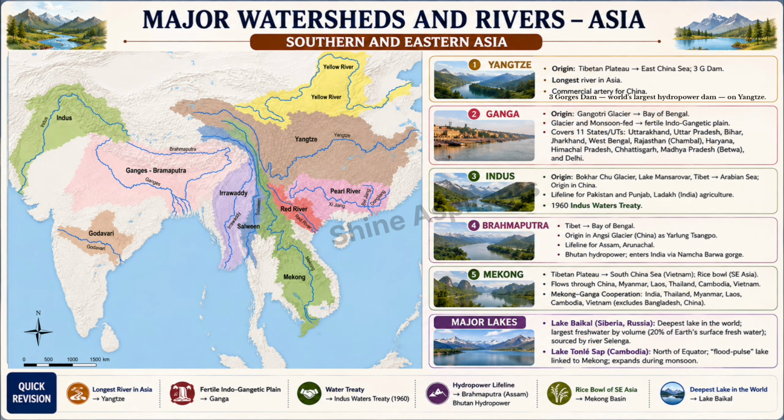Lake Tonle Sap, Cambodia. Located north of the equator, approximately 12 to 13 degrees N. Flood-pulse lake linked to the Mekong. Expands dramatically during monsoon season. The equator does not pass through it.